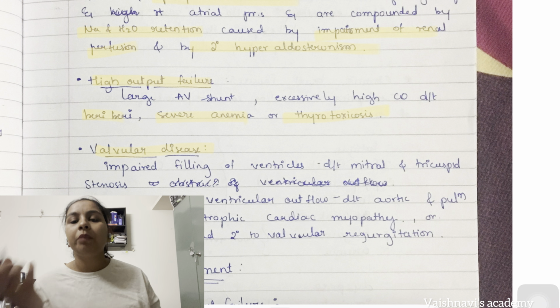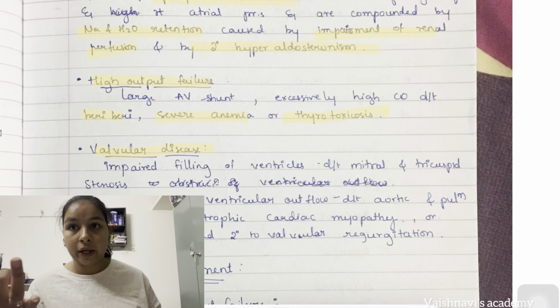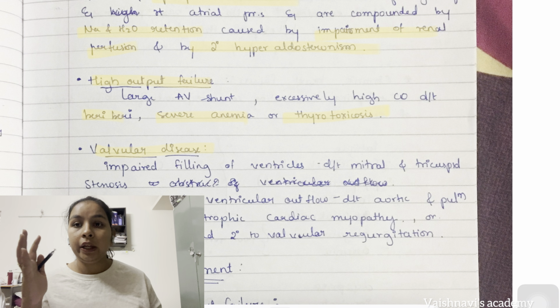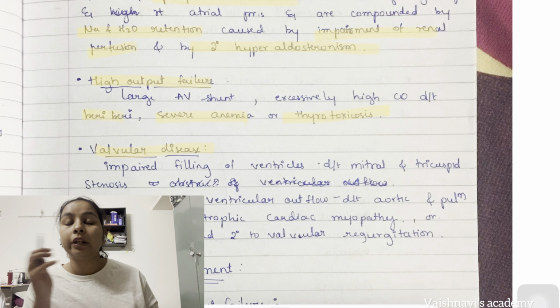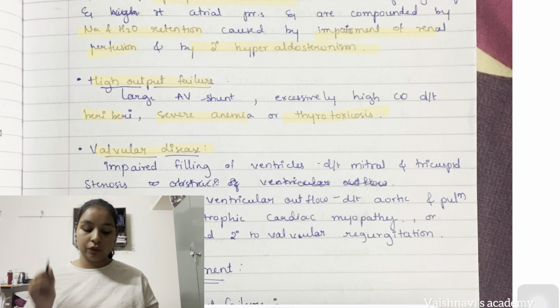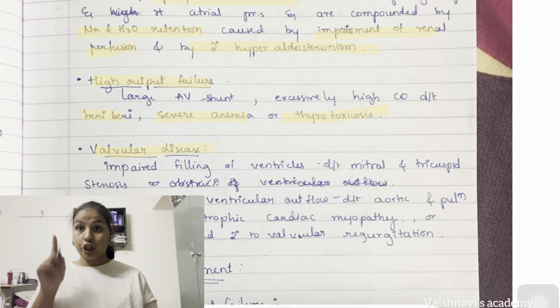Okay, and when do we have valvular diseases? How many valves do we have? We have the tricuspid, mitral, pulmonary, and aortic. Any of these valves going into stenosis or regurgitation, like mitral stenosis or mitral regurgitation, will lead to valvular disease. So it is either impaired filling of the ventricles due to mitral and tricuspid stenosis, or obstruction of ventricular outflow due to aortic or pulmonary stenosis and hypertrophic cardiomyopathy, or ventricular overload secondary to valvular regurgitation.